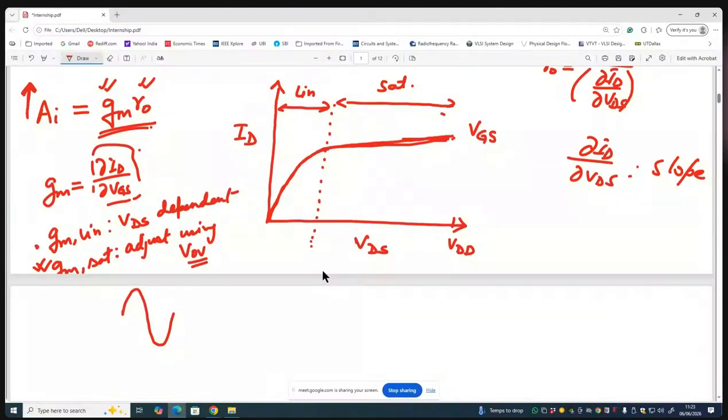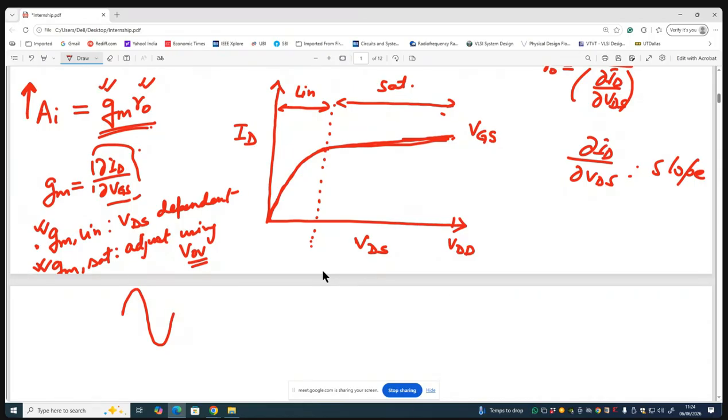So when the drain voltage is changing by a large amount, what will happen to GM? GM will also change by a large amount, and then what will happen? The gain itself is not constant. We want these parameters to be constant so that we have a linear relationship between input and output. Right?